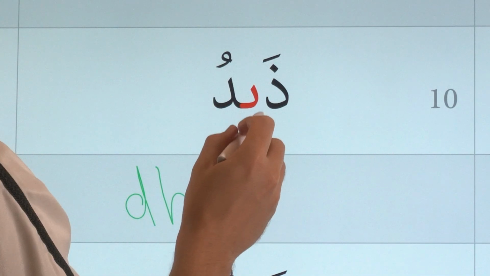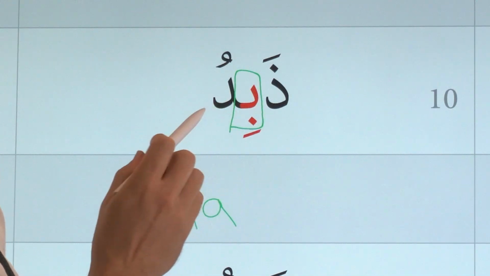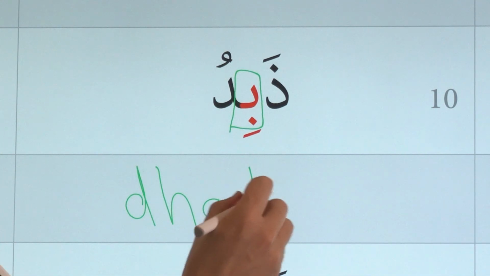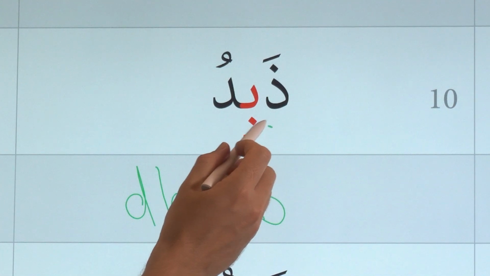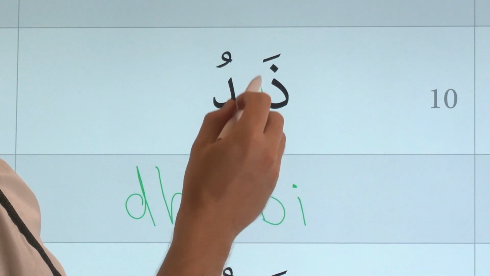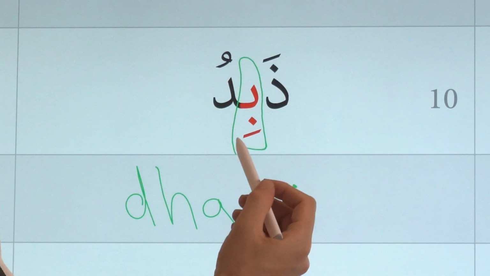Next, in between a connection, we see this shape with one dot beneath. This is, of course, the letter Ba. So we write a B for the letter Ba. And underneath the letter Ba, we see a Kesra, so we write an I for the Kesra. So together, this Ba and Kesra would be pronounced Bi.